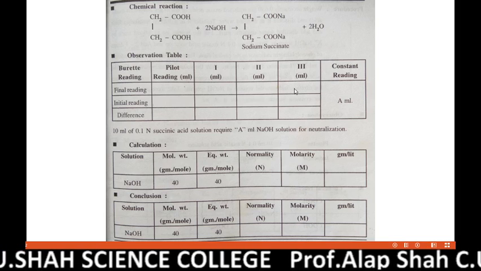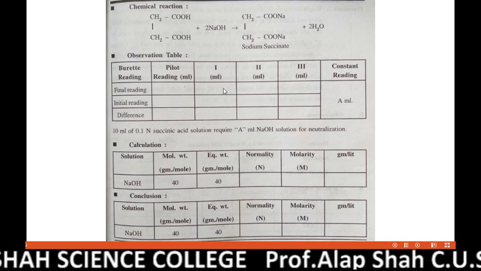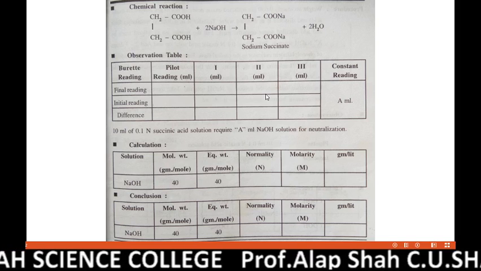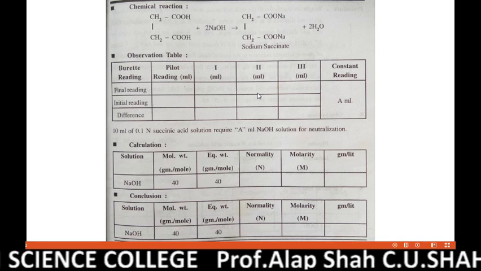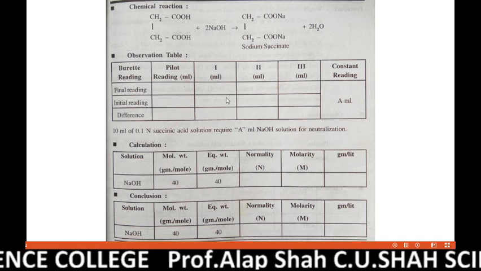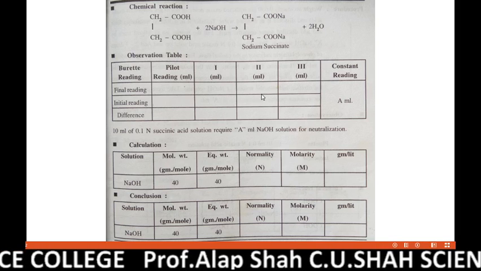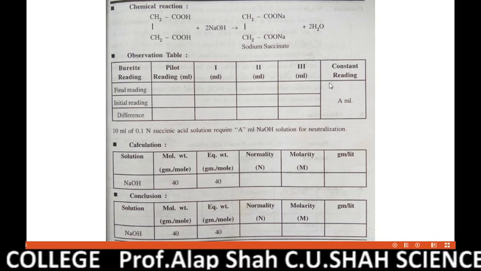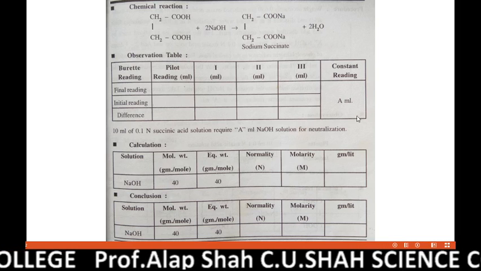Observation: here we will report the pilot reading. We should measure at least 3 readings. If you get the first 2 readings exactly the same, then you can omit the third one, but if there is a change between the first 2, then you should go for the third one. And then we will write here the constant reading.